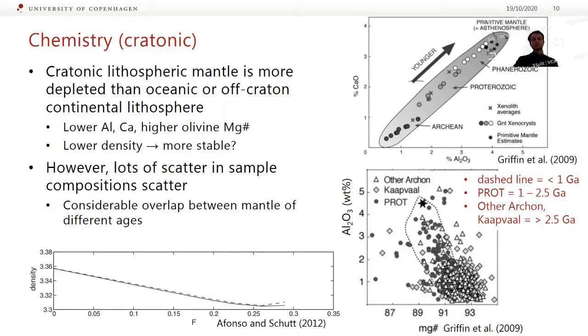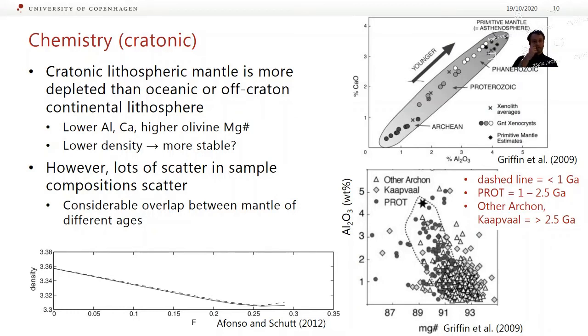Cratonic mantle is more depleted than oceanic lithospheric mantle or off-craton continental lithospheric mantle. A couple of ways of measuring this: it tends to have higher olivine Mg numbers, and lower aluminium and calcium contents. Because we're removing elements like iron as we continue to deplete it, leaving more and more Mg-rich olivine, it's lower density. So the density that we talked about in the previous slides is just reflecting the composition here.